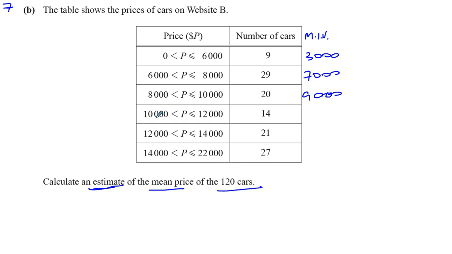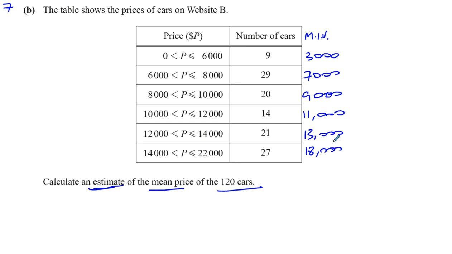Halfway between 10 and 12 is 11, so it's 11,000. 12 and 14, 13,000. And 14 and 22: 14 plus 22 is 36, 36 divided by 2 is 18, so that's 18,000. You can also see 14 to 18 is 4, and 18 to 22 is 4. So that's halfway between them.